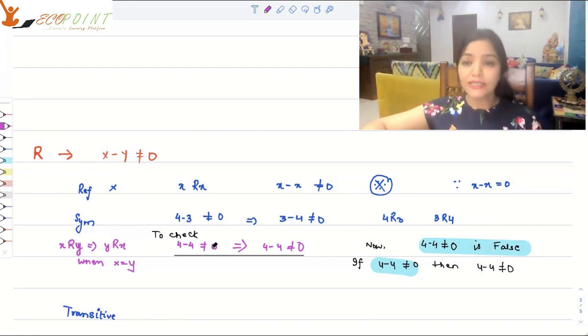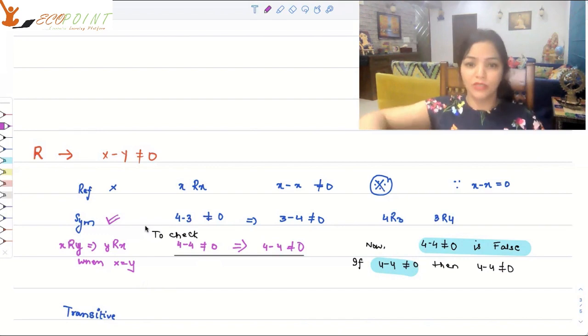So which means it is a symmetric relation. Why I took it? Because the set of natural numbers consists of everything, right? So even 4, 4 would be a part of it. So this is a symmetric relation. It indeed is a symmetric relation.